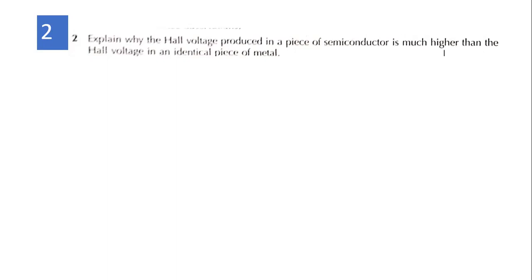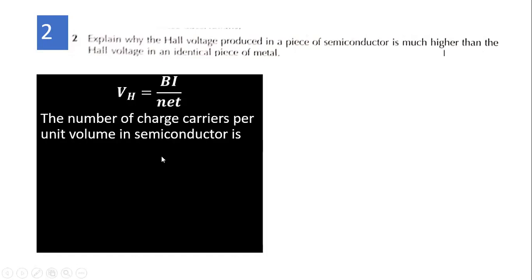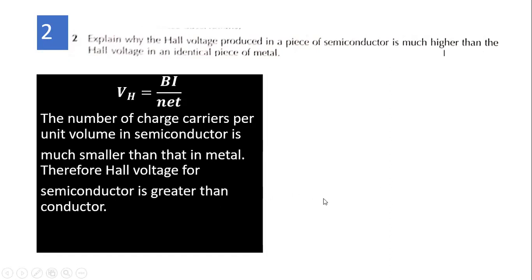What is n? N is the volume density of the charge carrier. Basically, we are just using this formula. The B is the same, the I is the same, the e is the same, the t is the same. The only difference is n, correct? The number of charge carriers per unit volume in a semiconductor is smaller, so the Hall voltage is greater than in metal. Therefore, the Hall voltage in a semiconductor is greater than in a conductor. Okay, let's carry on.